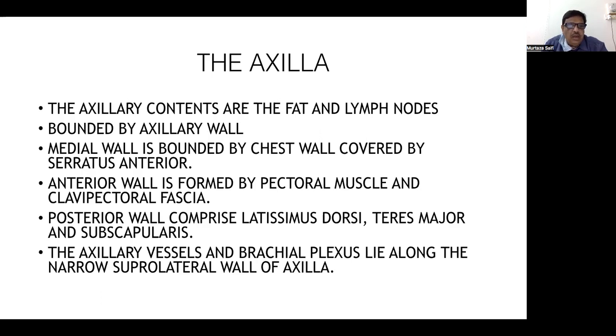The axillary contents are the fat and lymph nodes, bounded by the axillary wall. Medial wall is formed by chest wall, covered by serratus anterior. Anterior wall is formed by pectoral muscle and clavipectoral fascia. Posterior wall comprises latissimus dorsi, teres major, and subscapularis muscle. The axillary vessels and brachial plexus lie along the narrow superior wall of the axilla. Axilla is very important in the breast.